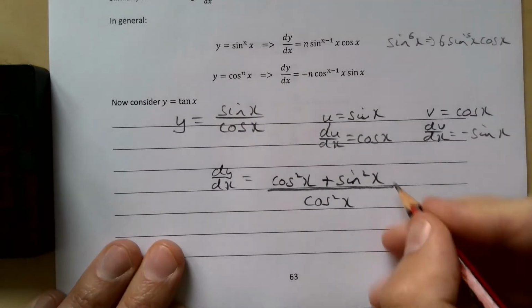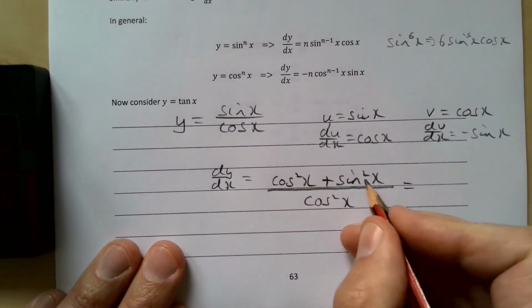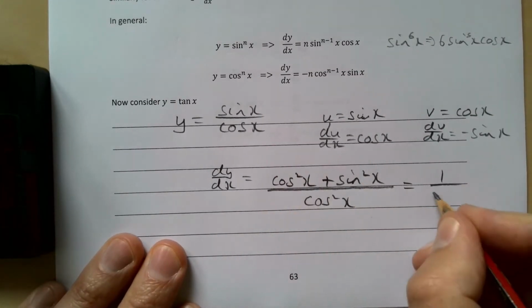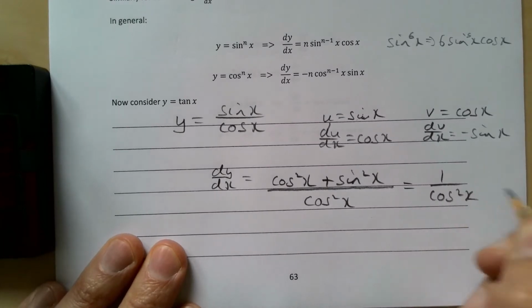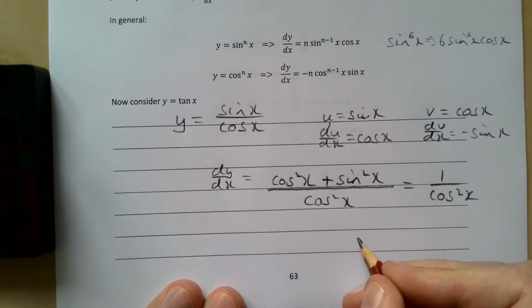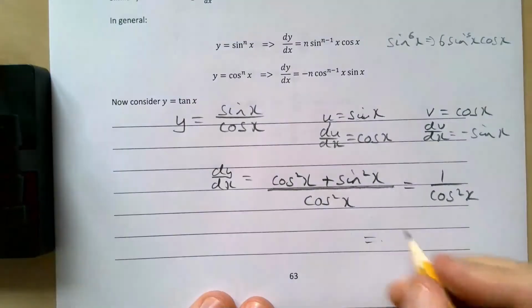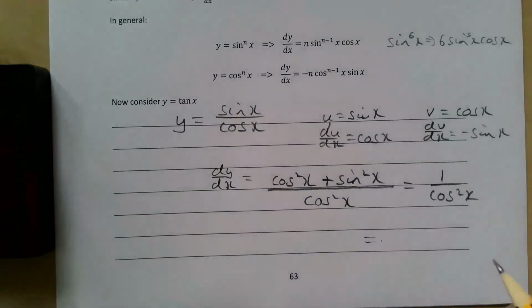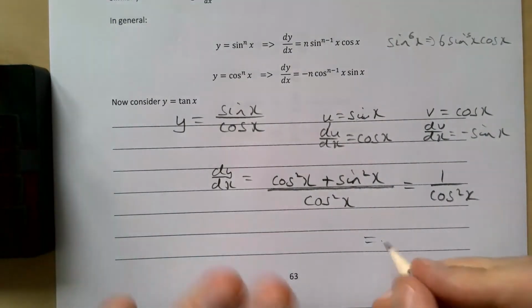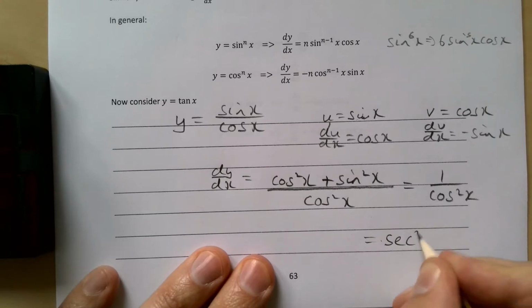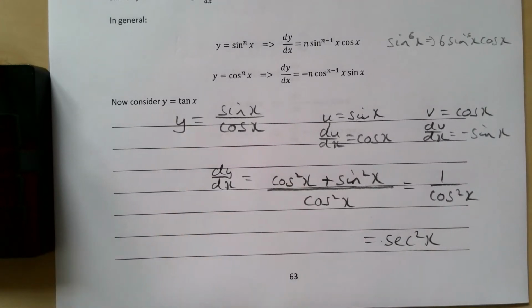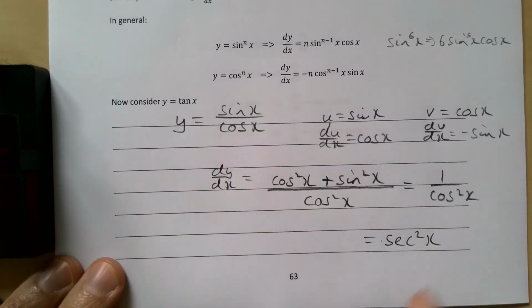We know what that is. Cos squared plus sine squared is always 1, so we end up with 1 over cos squared x. And what we just learned in our recent trigonometry section was that 1 over cos squared x is just the same as sec squared x. So that's a way of differentiating tan x, but to be honest, it's one again that you should know.